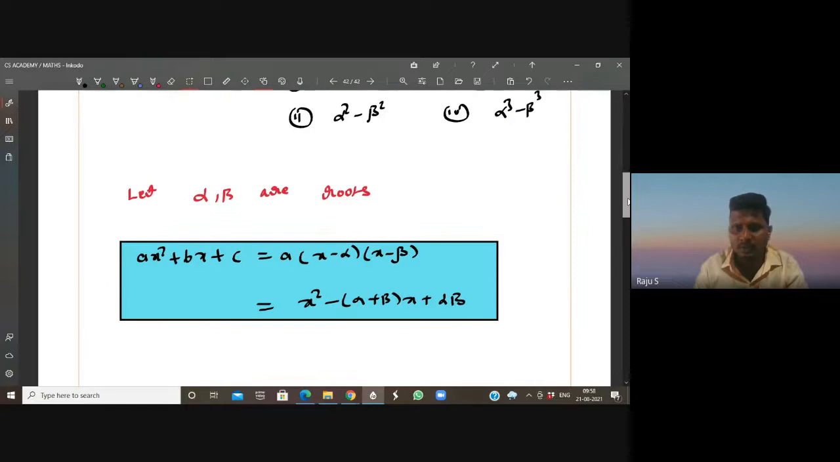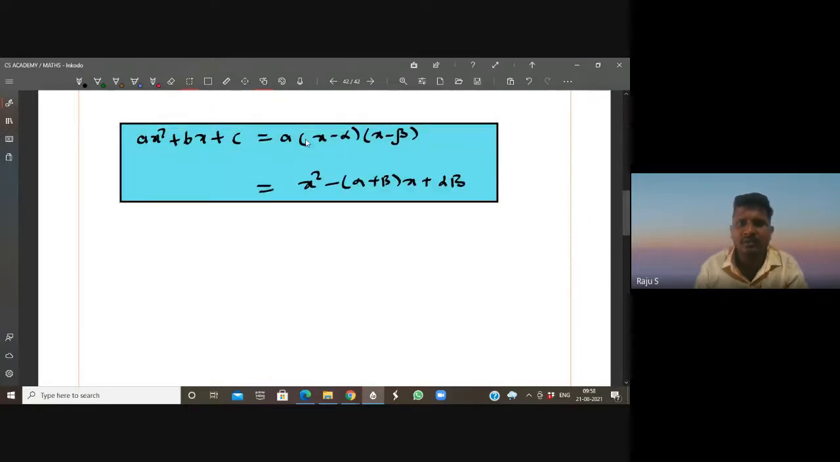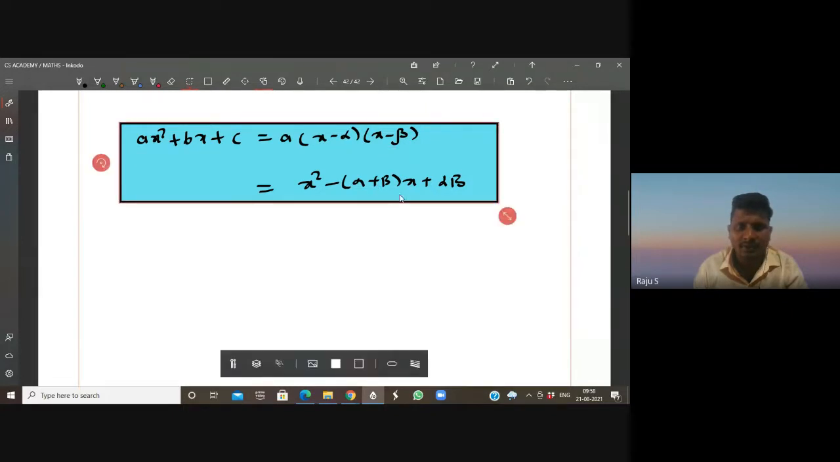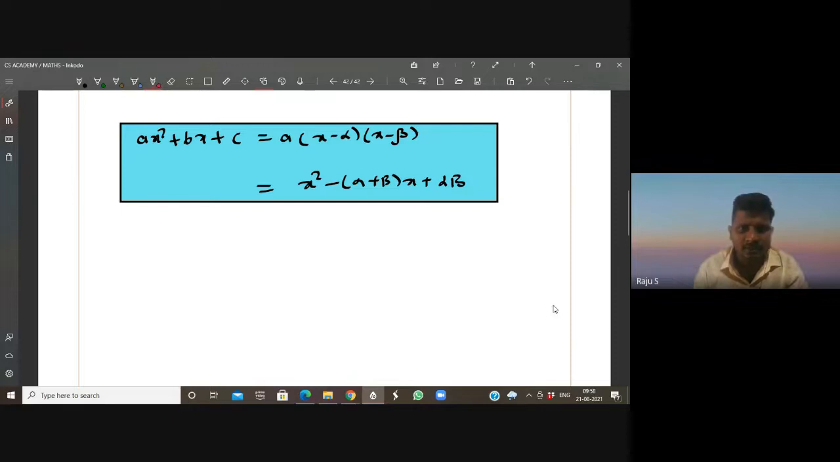So when alpha, beta are given, we can use any one of the formulas, either x minus alpha into x minus beta. Instead of that, it is better to use the second one. Even if we expand this, we will get the second one. Clear, students?